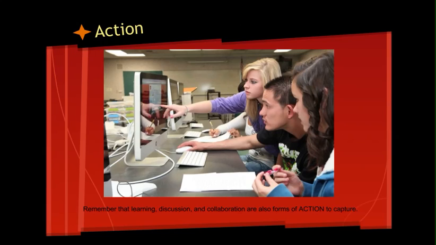Now remember that learning, discussion, and collaboration are also forms of action to capture. It doesn't have to be sporting action. What does this story tell? We see students working with technology. We see them engaged. We see them physically touching and looking. And you don't see a teacher presence. This tells the story that these students are capable of working by themselves with the technology.